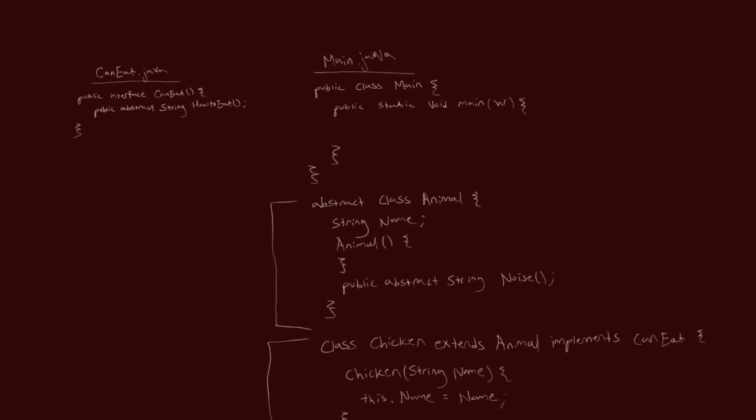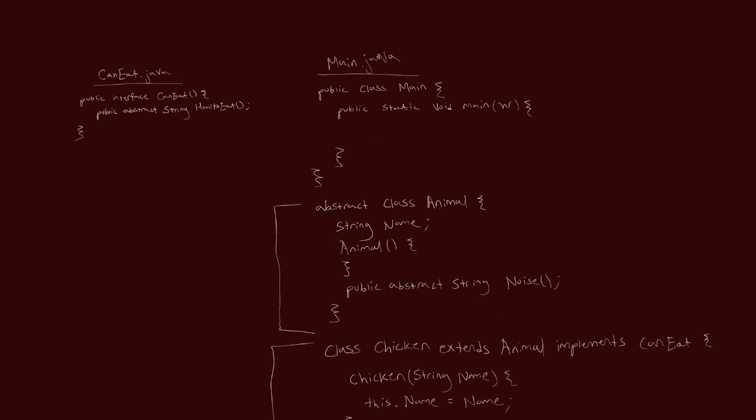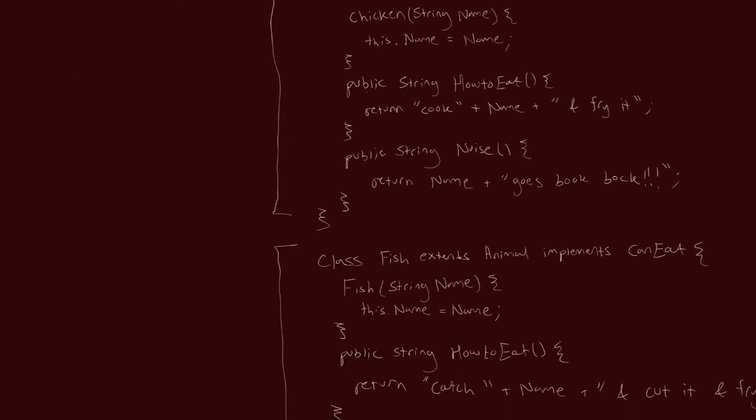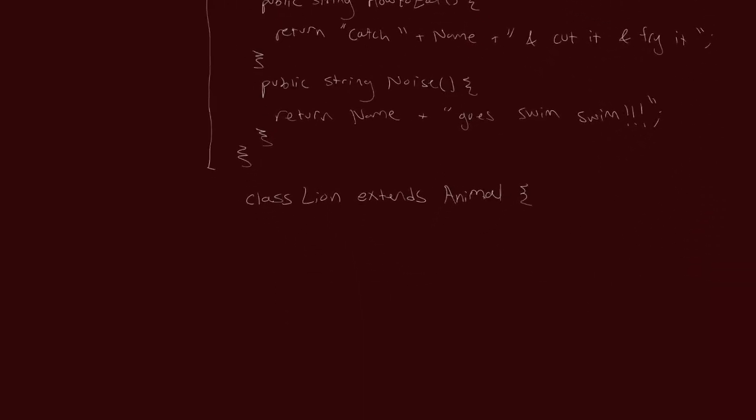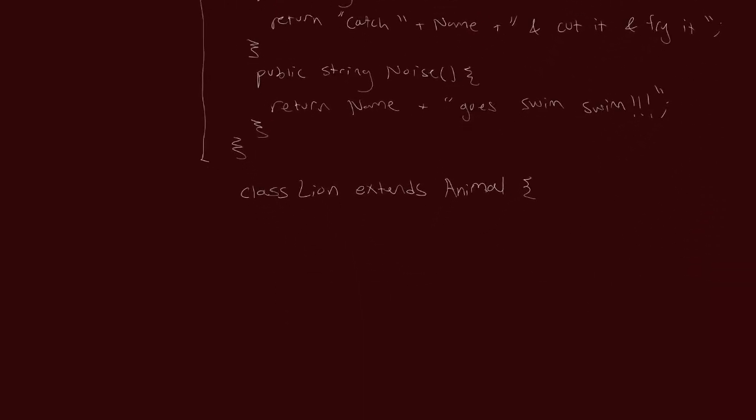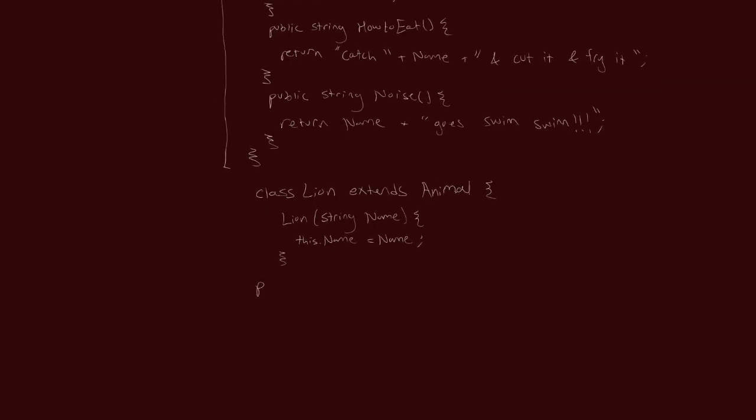Alright, but it does not implement the how to eat interface because obviously people don't usually eat lions. So we'll put a lion constructor, string name. Again, this dot name equals name, and then we'll just include the noise method.